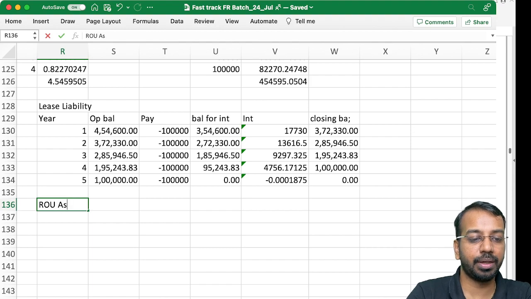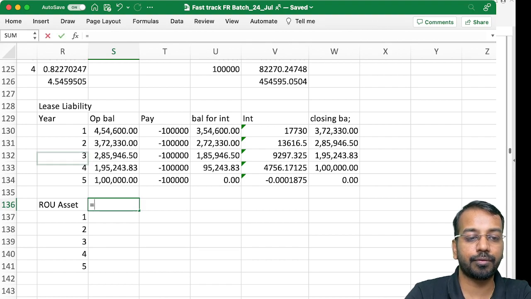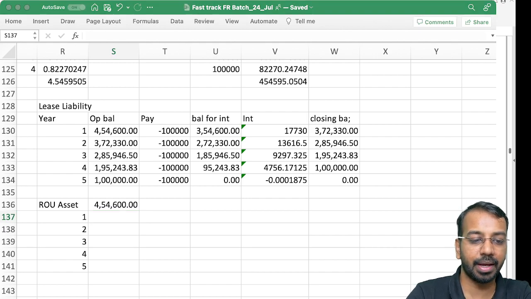ROU asset will be 1, 2, 3, 4, 5 years. Okay, the ROU asset opening balance is 454,600. Here we do not have any other payment that is being made. Then 454,600.